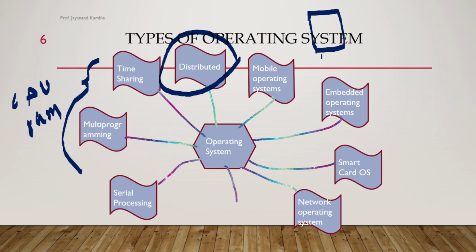Then we have the network operating system, the operating system which will enable us to perform networking between multiple computer systems. And finally, we have real-time operating systems. These are nothing but different types of operating systems.